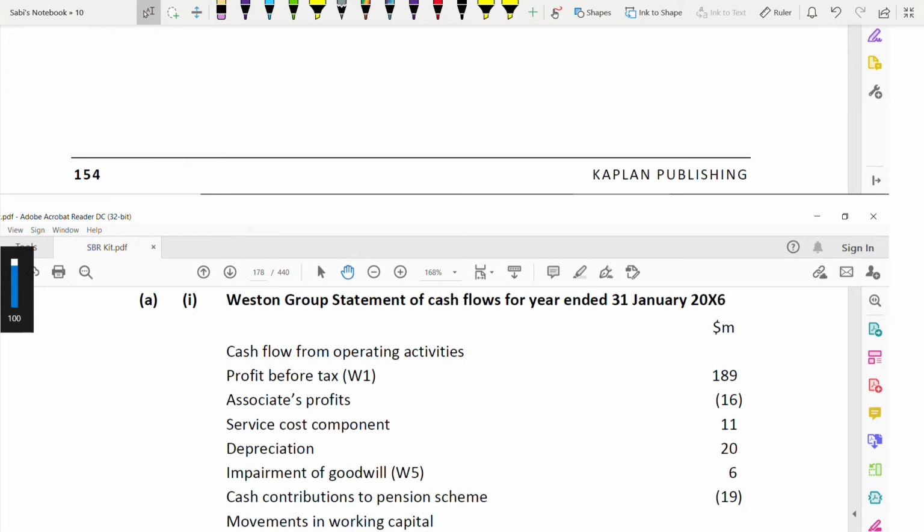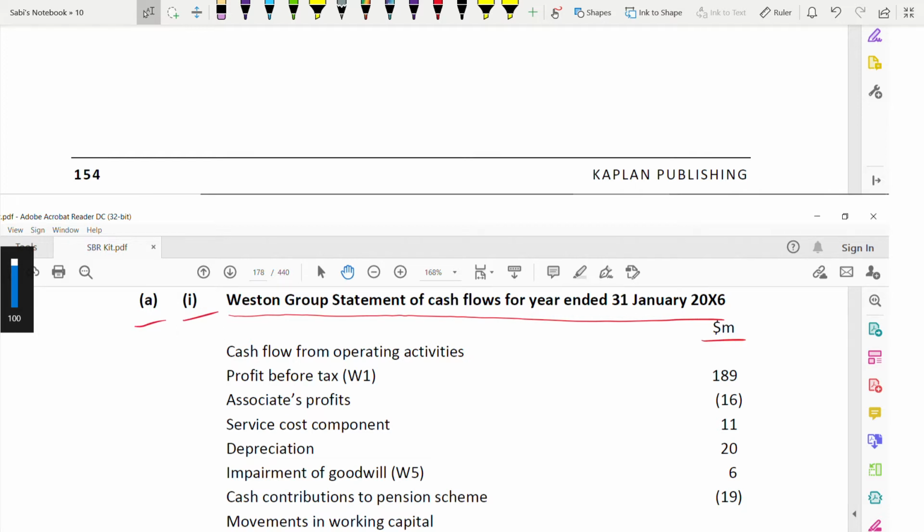Extracts and all, you need to put a label. A clear heading has to be there. For example, this: whose statement is it? Weston's group statement. You have to write the word group. If you don't write the word group, it will be considered an individual statement. So don't do that. Weston's group statement of cash flows for the year ended 31st Jan 2006. Clearly label it, part A, second one, and then dollar millions.